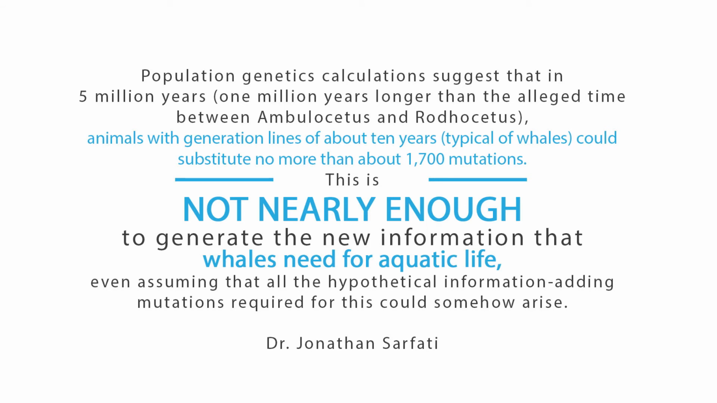According to Dr. Jonathan Sarfati, population genetics calculations suggest that in 5 million years, 1 million years longer than the alleged time between Ambulocetus and Rhodocetus, animals with generation lines of about 10 years, typical of whales, could substitute no more than about 1,700 mutations. This is not nearly enough to generate the new information that whales need for aquatic life, even assuming that all the hypothetical information-adding mutations required for this could somehow arise. So even with all of the long ages, and even if the tiny changes could add up to big changes, which they don't, there's just not enough time for any type of an animal to go back into the ocean and to become a whale.